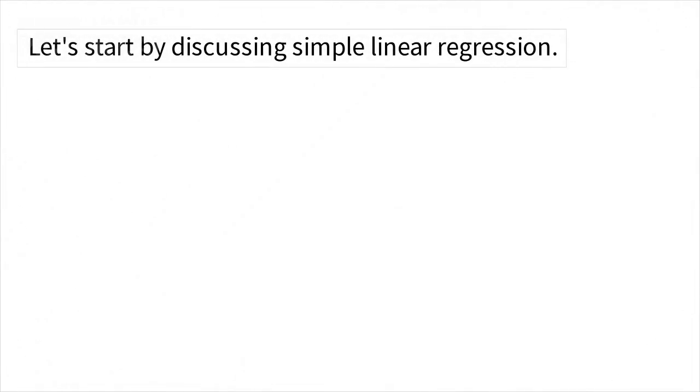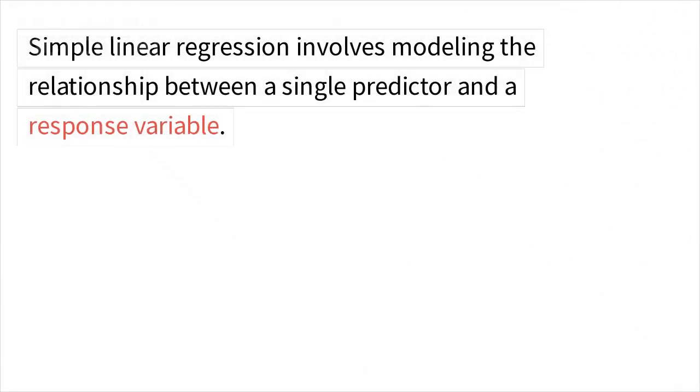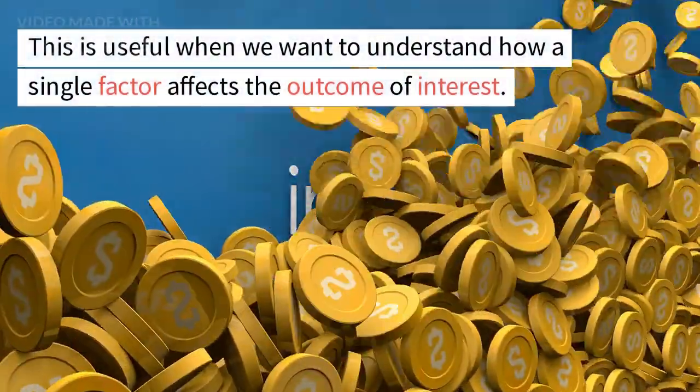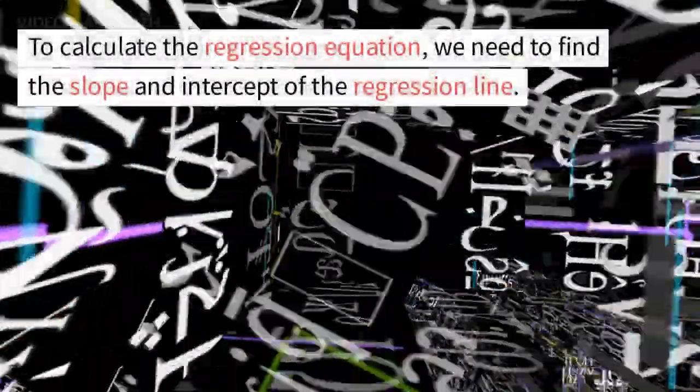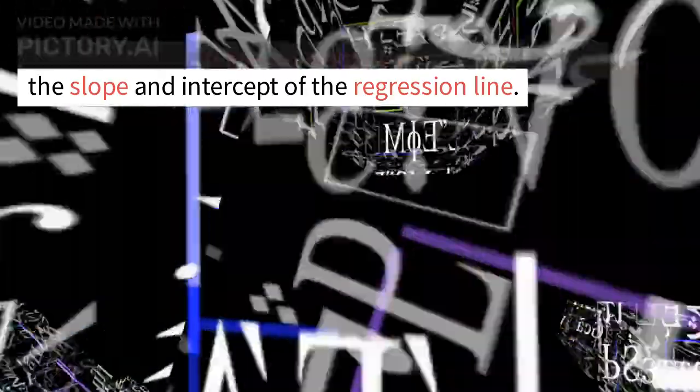Simple linear regression. Let's start by discussing simple linear regression. Simple linear regression involves modeling the relationship between a single predictor and a response variable. This is useful when we want to understand how a single factor affects the outcome of interest. To calculate the regression equation, we need to find the slope and intercept of the regression line.